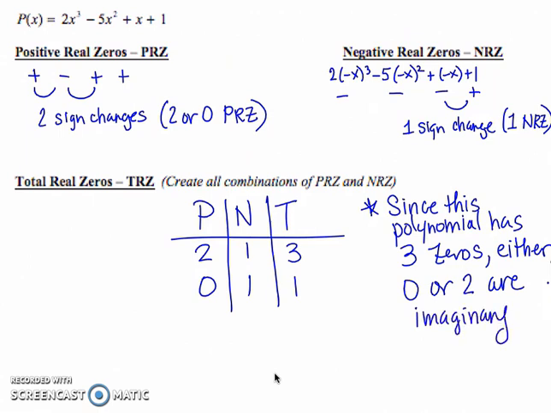So again, Descartes' rule of signs helps you figure out the nature of your real solutions. Are they positive or are they negative? Just another tool to put in your bag of tricks as you are trying to find all of the solutions to a given polynomial function.